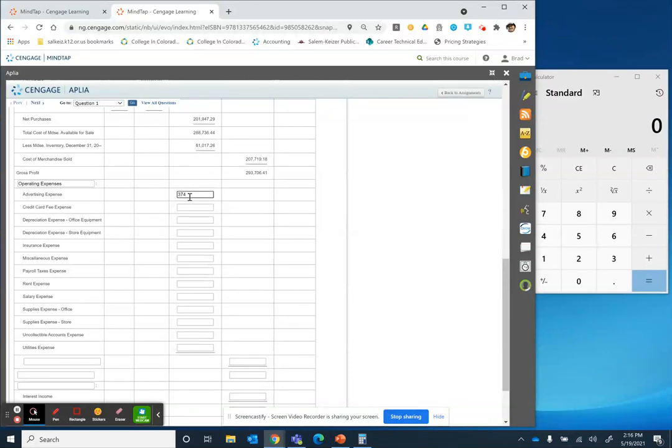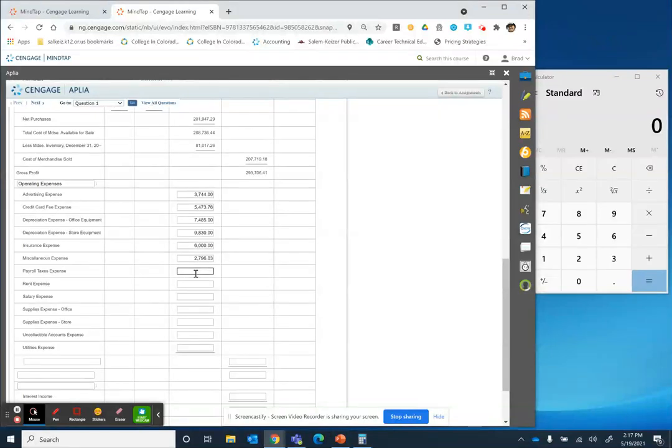So it's $3,744 for advertising expense. Credit card fees is going to be $5,473.76. Depreciation expense for office equipment is going to be $7,485. The depreciation expense for store equipment is going to be $9,830. Insurance expense is going to be $6,000. Miscellaneous expense is going to be $2,796.03.